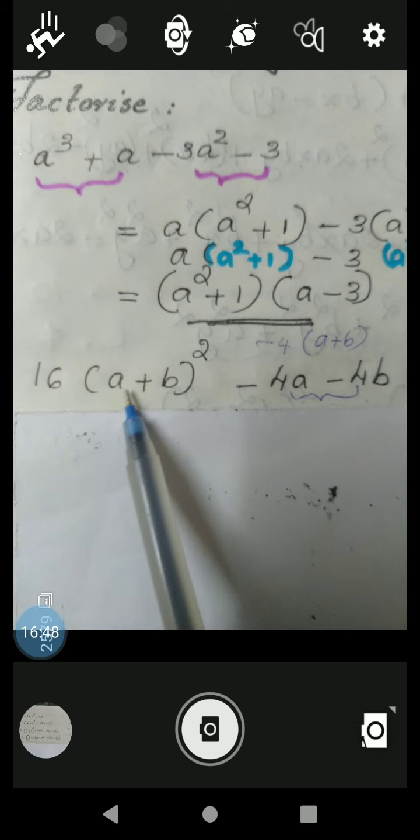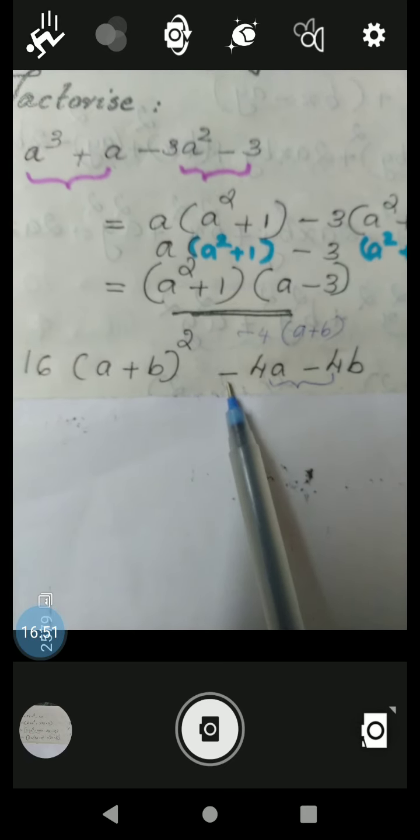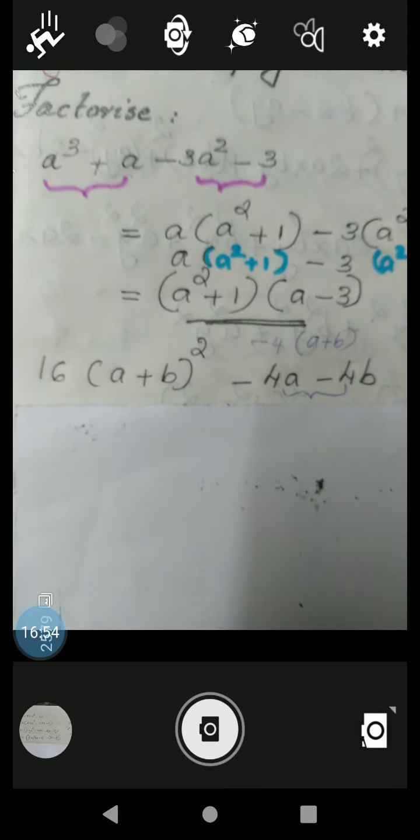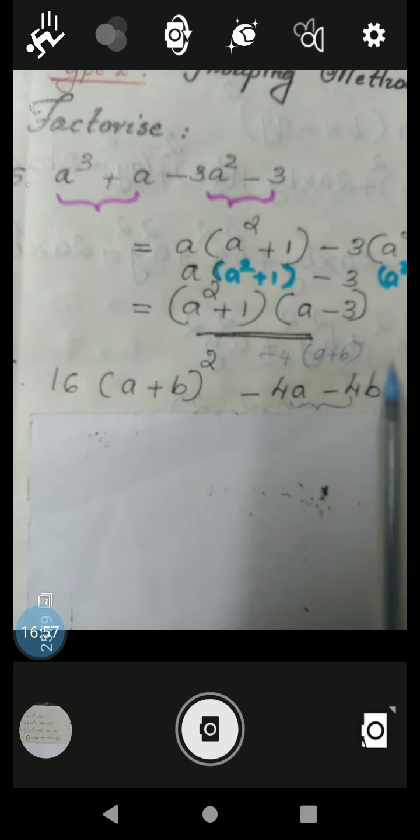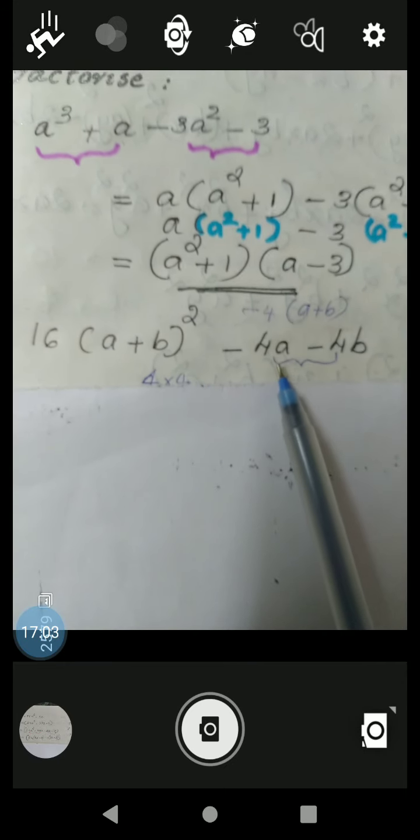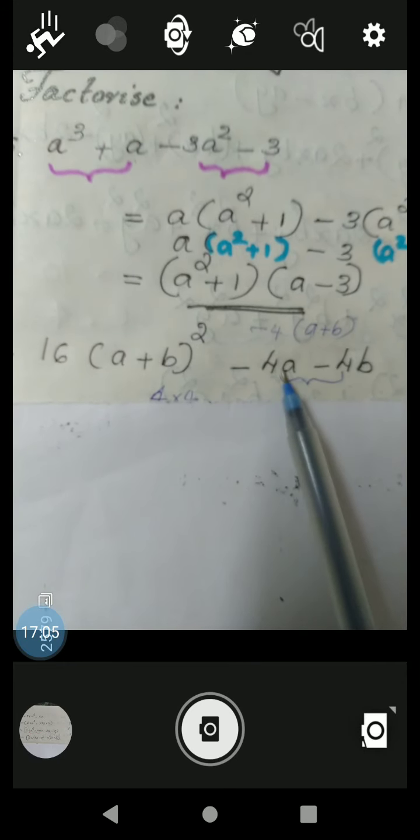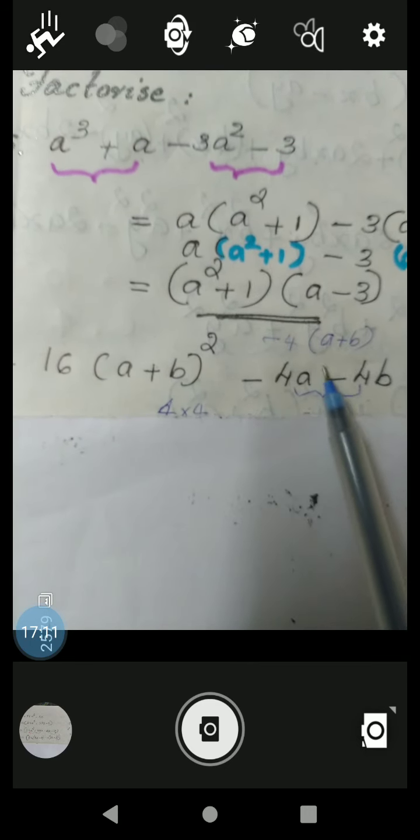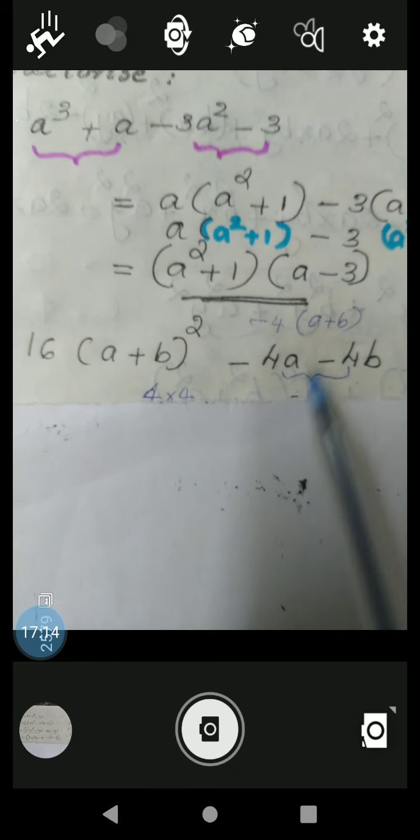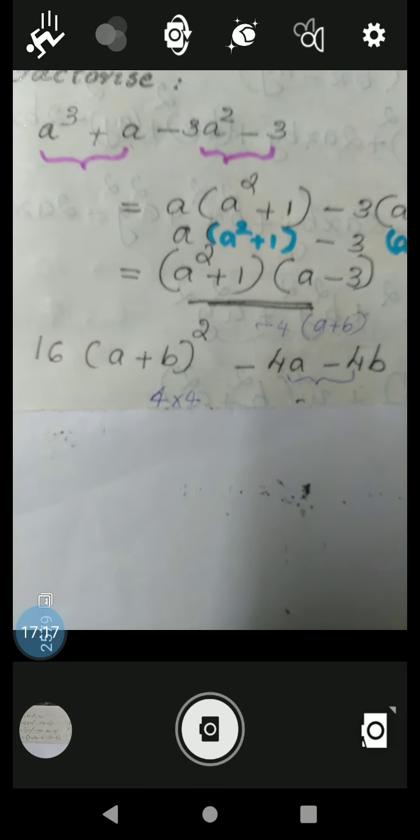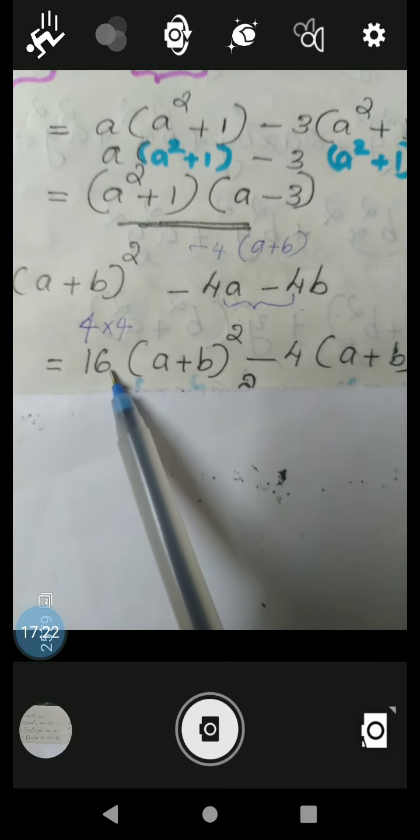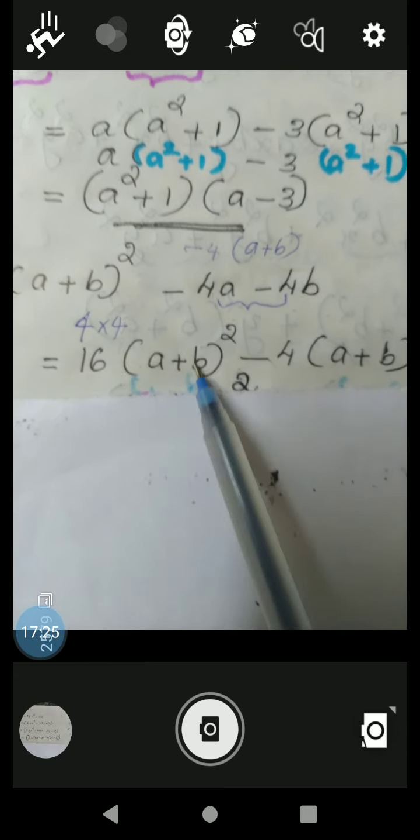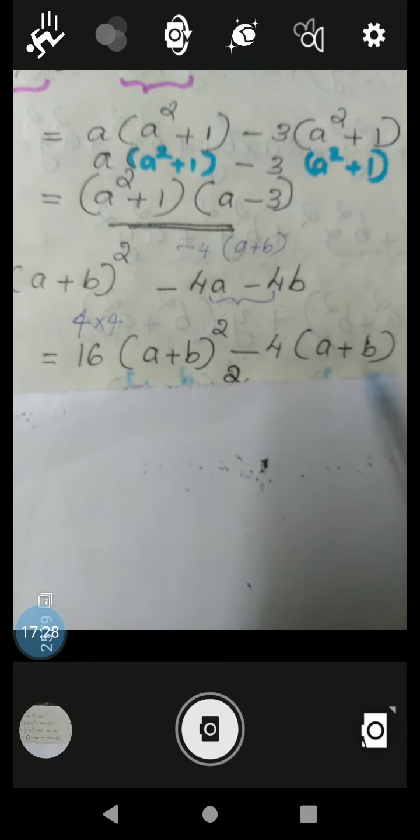Now one more question. 16 into A plus B the whole square minus 4A minus 4B. Here we can see only 3 terms. When we see this question, we can understand that in the last two terms, if we take minus 4 outside, the remaining will be minus 4 into A plus B. So you can see 16 into A plus B the whole square minus 4 into A plus B.